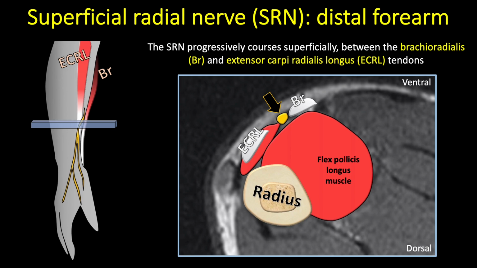At the distal forearm, we follow the superficial radial nerve below the brachioradialis muscle until the nerve is shifted between the brachioradialis tendon and the extensor carpi radialis longus tendon. This point is depicted in this cross-sectional image, and as you can see, we are still in the ventral and radial aspect of the forearm. Then the superficial radial nerve pierces the antebrachial fascia to reach the dorsal aspect of the forearm, as we will see in the next slide.